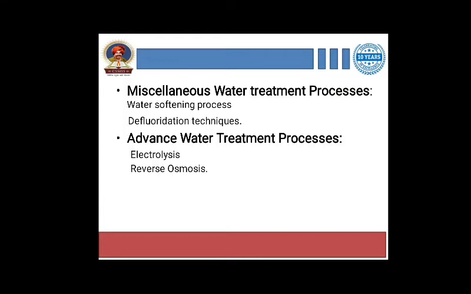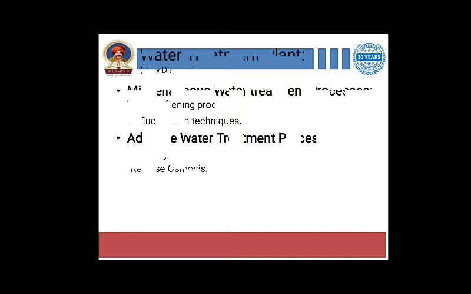Again we will study the miscellaneous water treatment processes in this chapter, which consist of the water softening process and defluoridation technique, and last one, advanced water treatment processes, which consist of electrolysis and reverse osmosis.